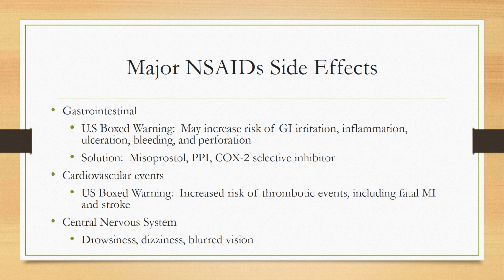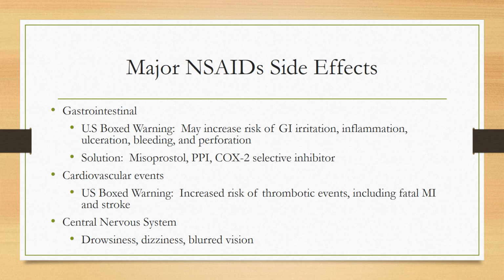What we do in general is we put people on either an H2RA, so H2 antagonist, so Pepcid, famotidine, ranitidine, and then the other one is misoprostol. So there's something called Arthrotec that has misoprostol in it, and it may or may not work. You also have to avoid this in pregnant women because it can induce contractions.